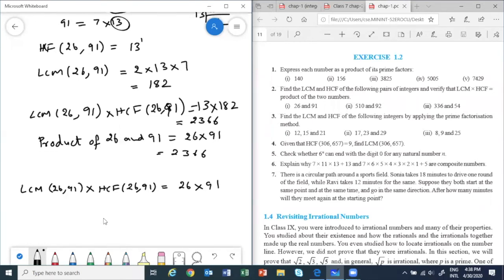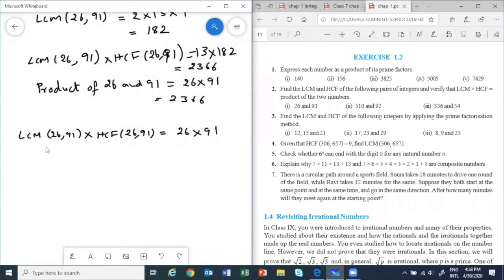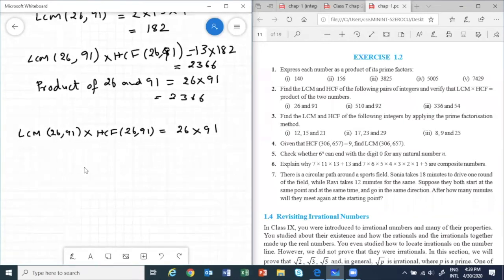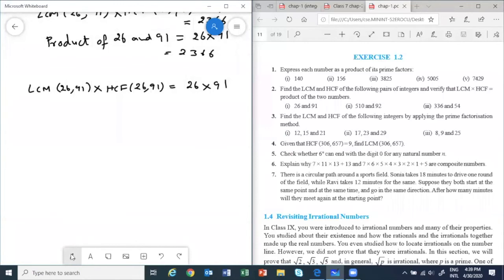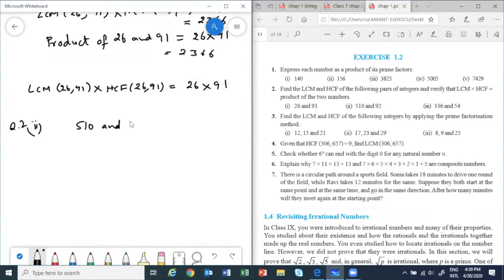See, next part you do. Question number 2, second part. All of you try to do it. I'm giving you 2 minutes. Do. Question number 2, second part. So almost same question. We have to find HCF and LCM of 510 and 92. What I want is all of you give me prime factorization. Give me the prime factorization of 510 first. Please do.